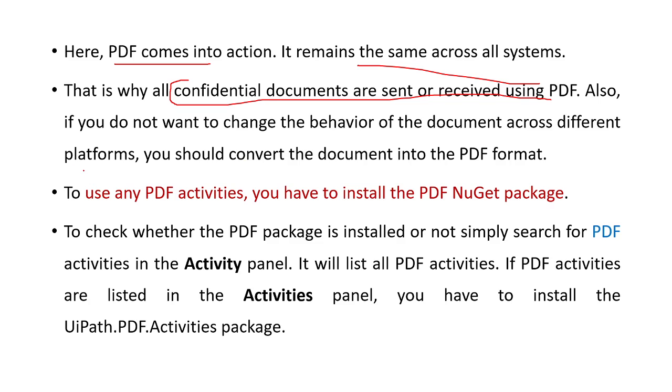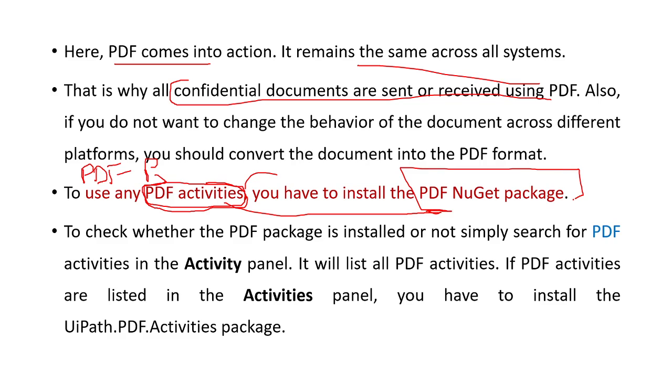Okay, and if you want to use that facility in UiPath Studio, then you have to install a plugin called PDF plugin. This plugin gives the PDF activities for the RPA developer, and these PDF activities can be used by the RPA developer to automate the application. That's the idea here. And this PDF plugin or PDF activities comes with a package called the PDF NuGet package.